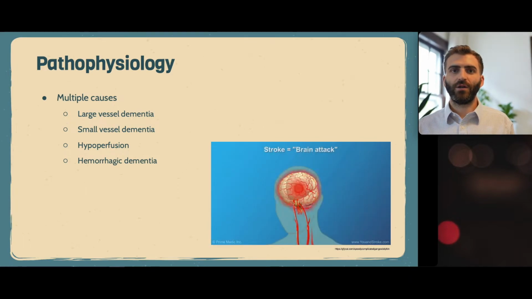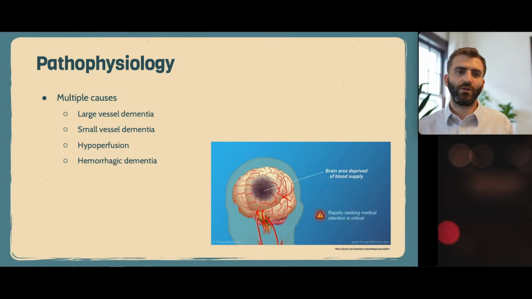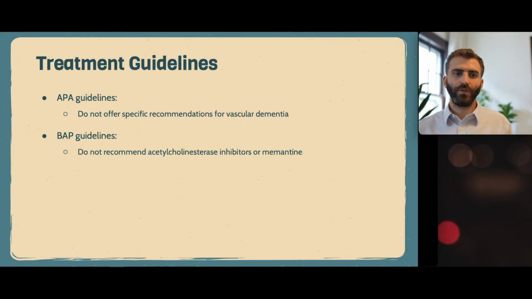Pathophysiology can be seen here. There are multiple causes, so large vessel disease, small vessel disease, but other things like hypoperfusion or hemorrhagic events can all contribute. Next, a brief slide about the treatment and the guidelines. The APA guidelines and the BAP guidelines don't really offer specific recommendations for vascular dementias, or when they do, they don't really recommend medications. So our goal here is mostly prevention.